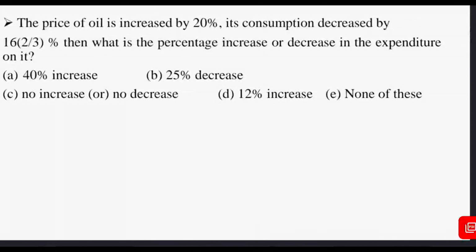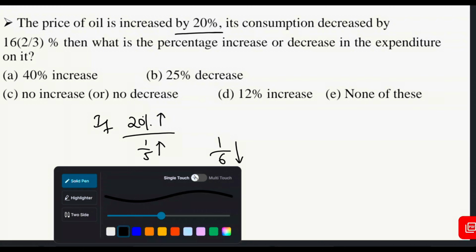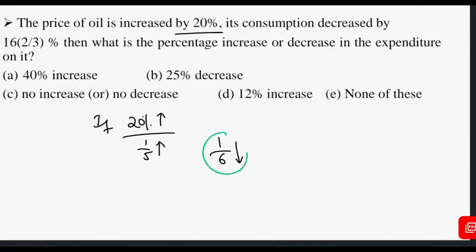The price of oil is increased by 20%, its consumption is decreased by 16 2 by 3%. What is the percentage increase or decrease in the expenditure on it? So just look here. If price is increased by 20%, 20% is nothing but 1 by 5. 1 by 5 is increased, so consumption has to be decreased by 1 by 6.